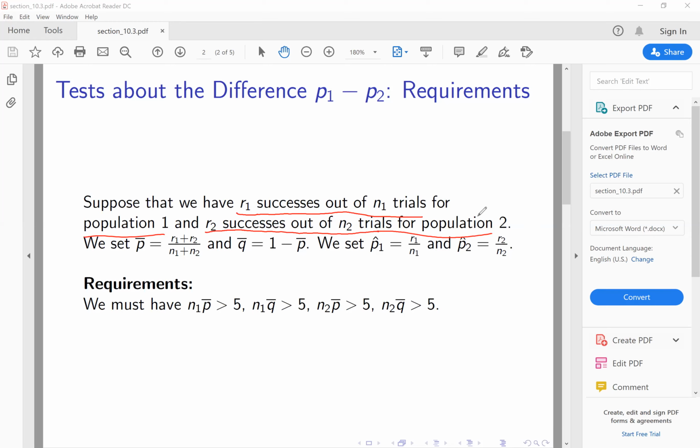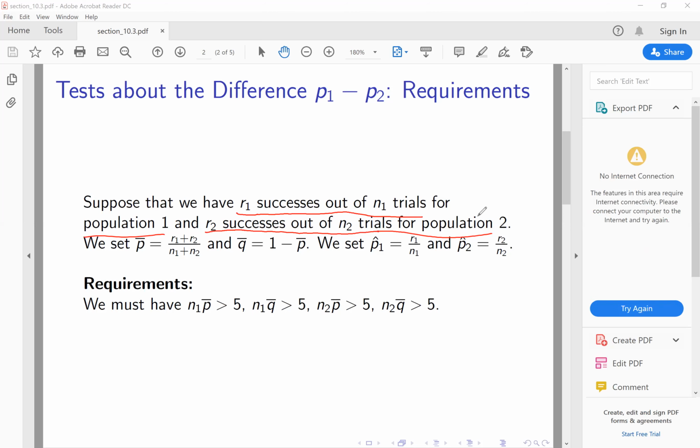So if we're comparing men in population 1 to women in population 2, N1 is the number of men we surveyed. N2 is the number of women we surveyed. R1 is the number of those men who liked avocado toast, and R2 is the number of women who liked avocado toast that we surveyed.